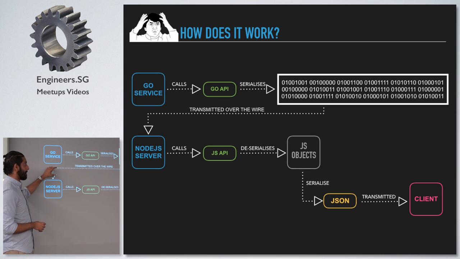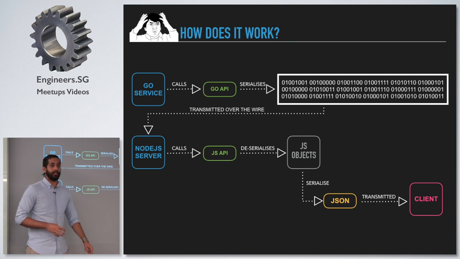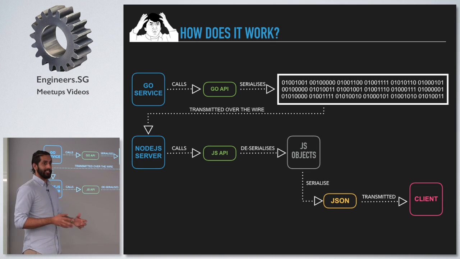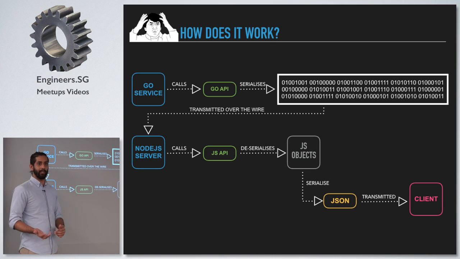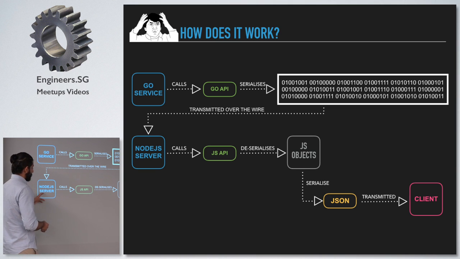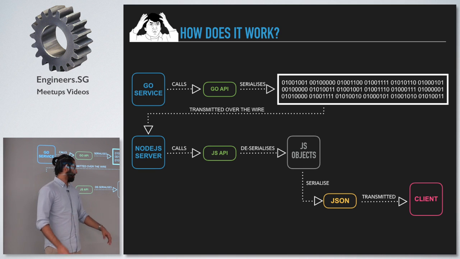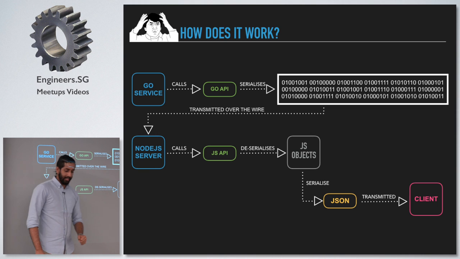And this is where protobufs are most powerful, right? This packing that they do here is very dense in the sense that it's a small file transmitted quickly over the network. Yeah, so a microservices architecture would best benefit from this. And I'll tell you more about when it does not benefit. Okay, so the Node.js server gets it, calls the API, deserializes into JavaScript objects, does what it needs to do, serializes it into JSON, and then transmits to the client.